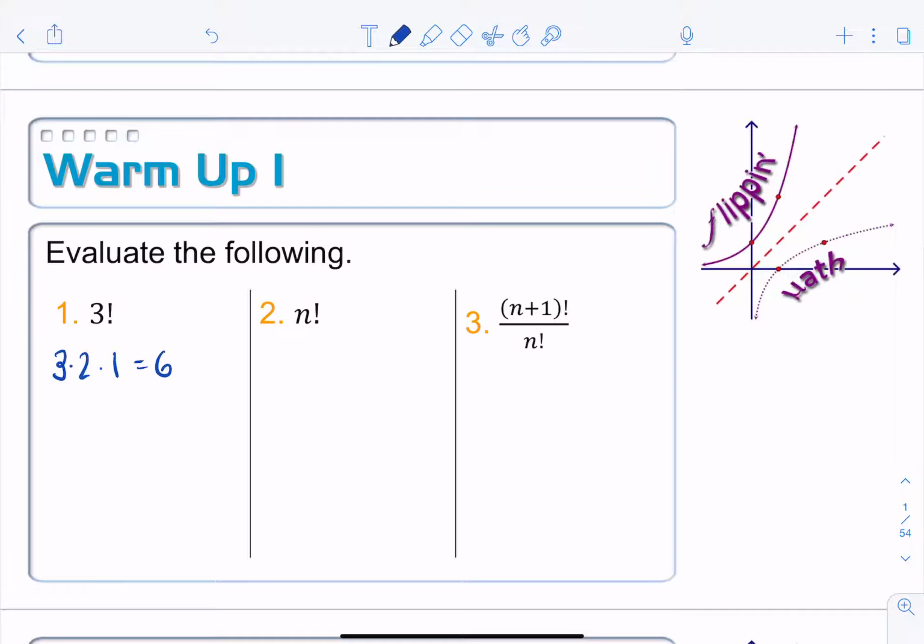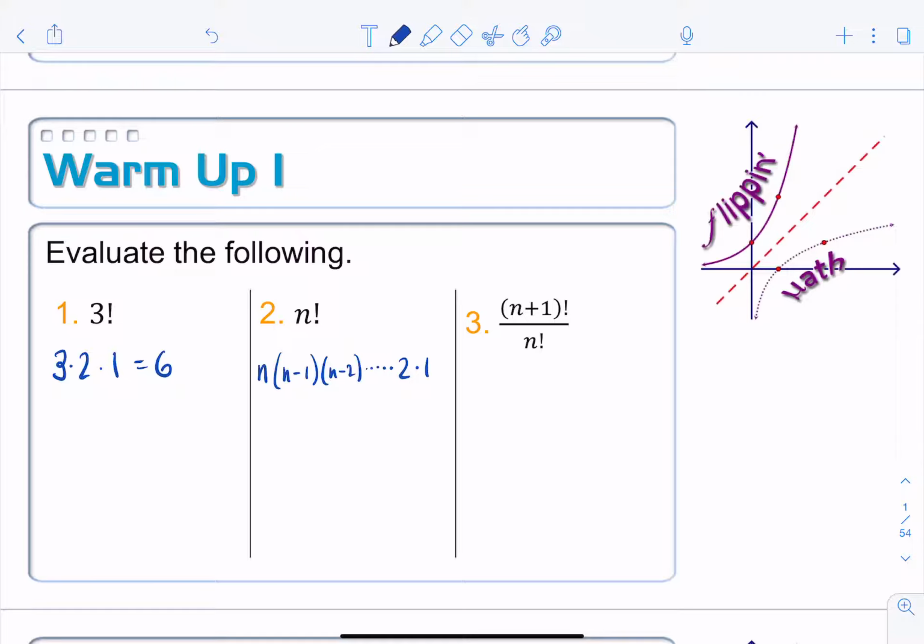Okay, n factorial. Well, there's not going to be much for us to simplify. It's just understanding how this thing would expand out. It would be n, and the integer right before n would be n minus 1, and the one right before that would be n minus 2, and then you would keep going, times dot dot dot, times 2 times 1, and so on.